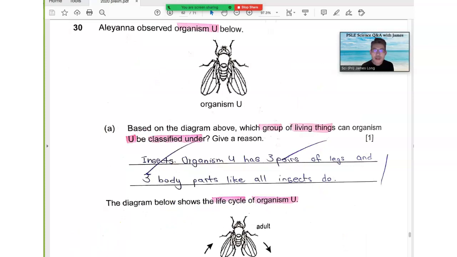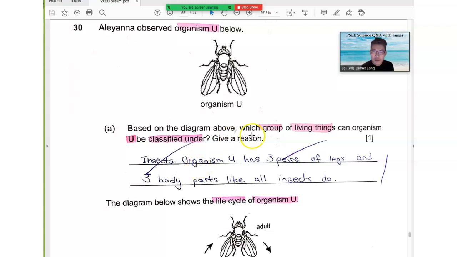Now, this is question 30. Do be careful. A few of my students actually confuse question 30 with question 29, and they use the flowchart in question 29 to answer question 30. These are 2 different questions. The evidence from one question does not flow over to the next question.